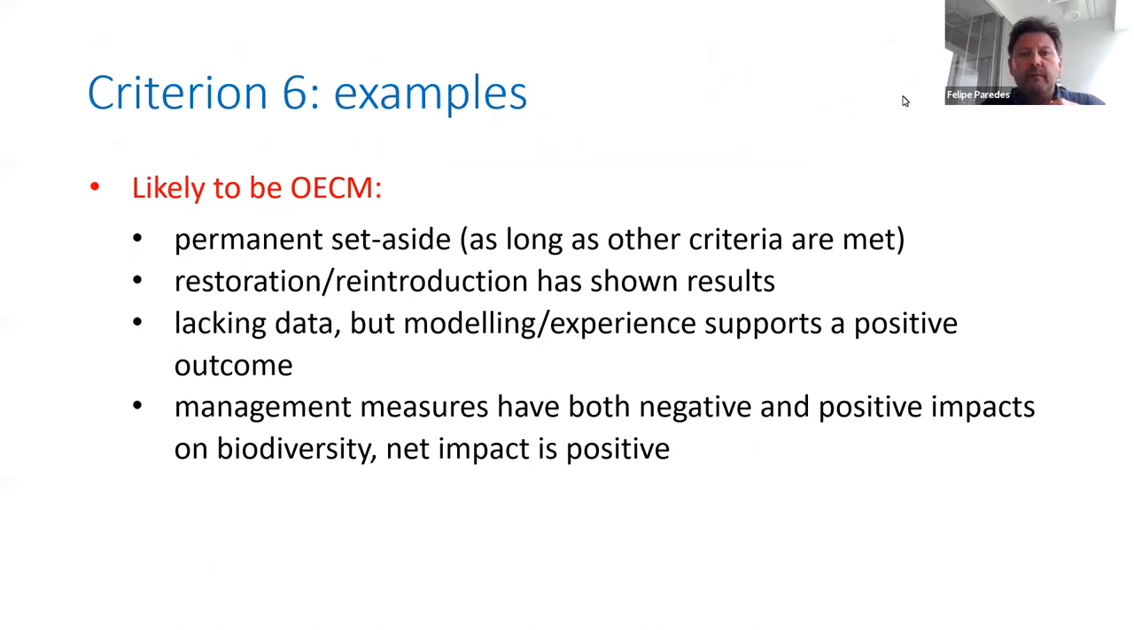So some examples of criterion six that likely could be an OECM: permanent set-aside areas, for example, permanent fishing closures could be marine OECMs; restoration or introduction that have shown results; a site where we don't have all the data, but modeling and experience support a positive outcome; and finally, management measures that have both negative and positive impacts, but at the end of the day, the net impact is positive. And then on the other hand, can I have the next one, please, Johnny?